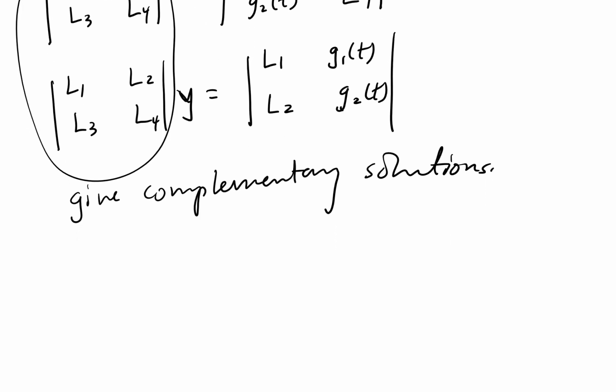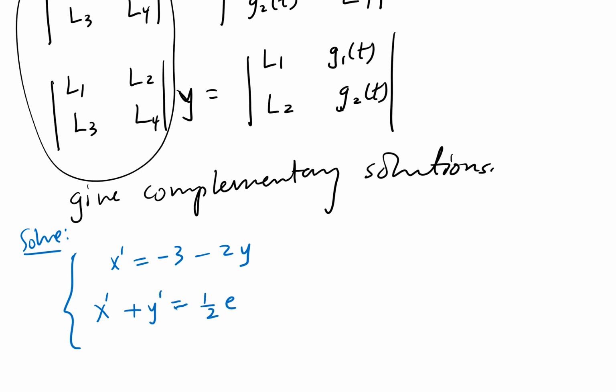Now we need to look at an example to be able to see how this works. So solve x prime equals negative 3 minus 2y, x prime plus y prime equals 1/2 e to the negative t plus x plus y.